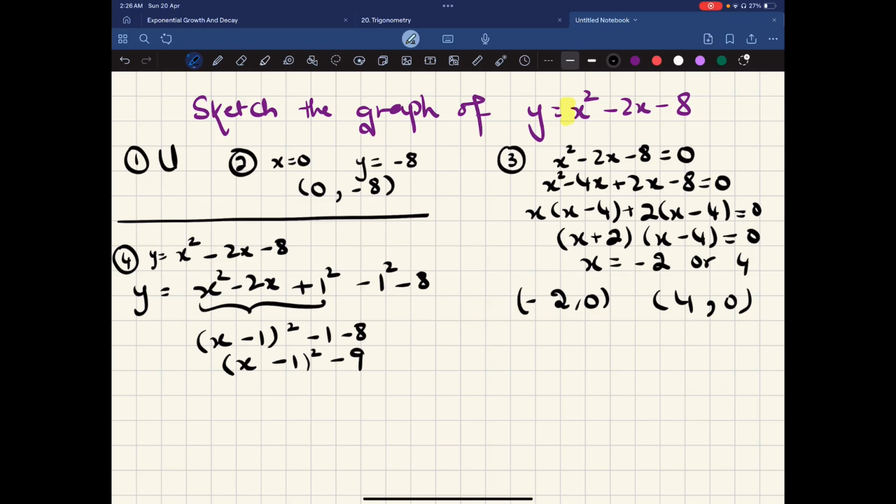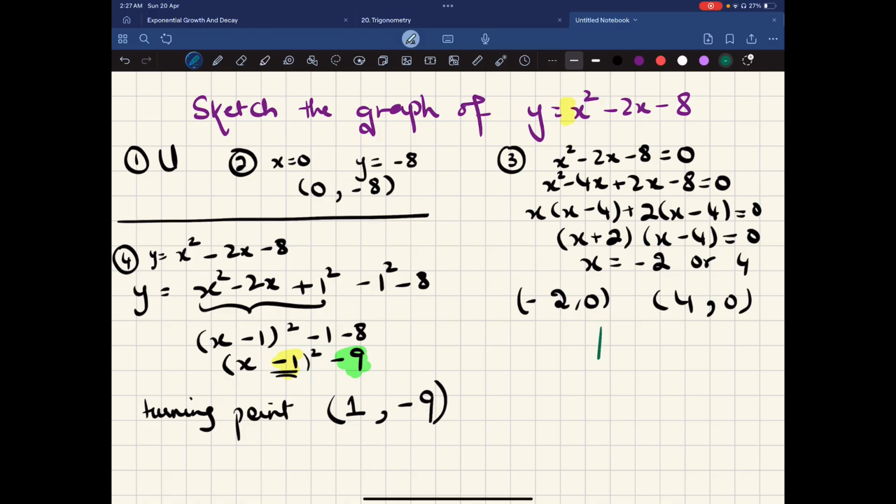So what is our turning point going to be? Since we have a negative 1 here, we're going to change the sign of the 1 and keep the sign of the second. So 1, negative 9. Okay, now we have all the key pieces of information and we can plot the graph.